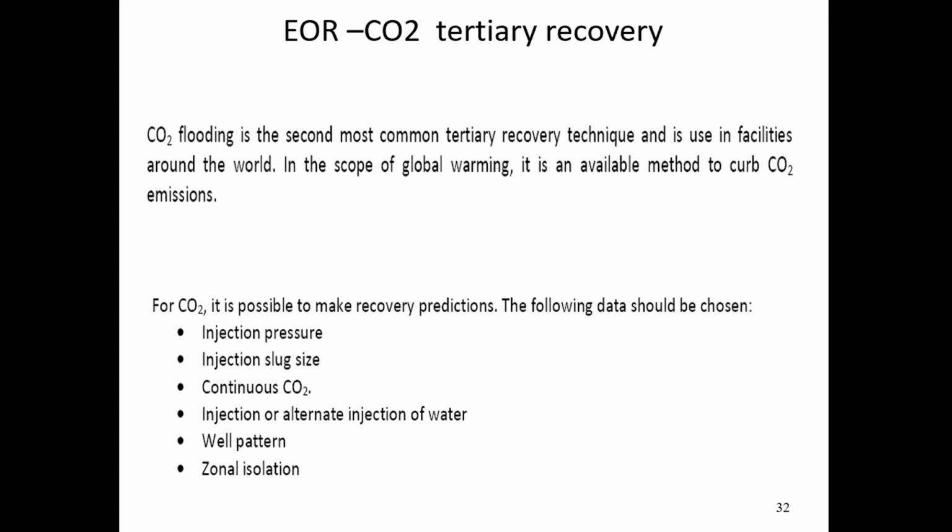So CO2 is a typical example of tertiary recovery. Remember my talk with you about tertiary EOR. A typical example is CO2. CO2 supercritical or CO2 dry gas, up to you. I prefer supercritical because it gives you a better recovery factor.